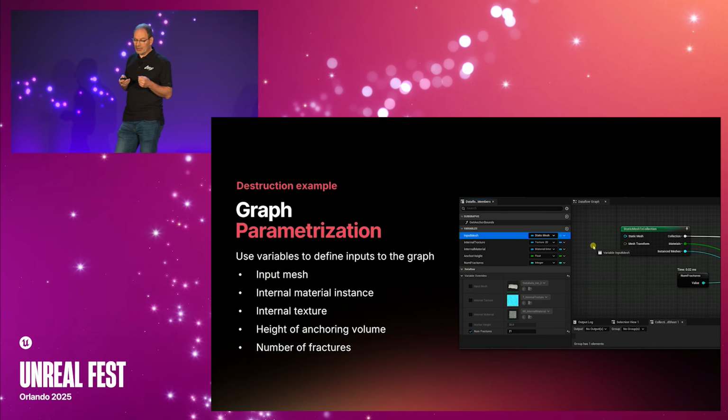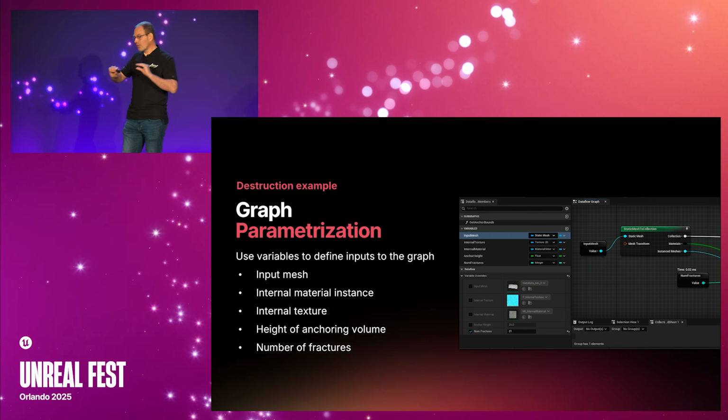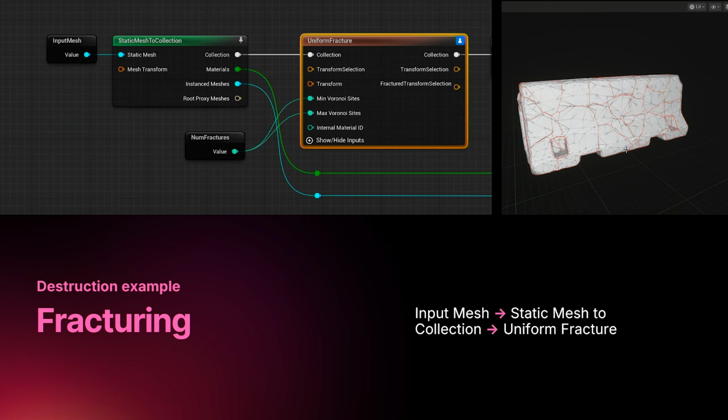Because we're going to have a unique internal texture that's going to be baked, we're going to plug in an internal material instance that comes with the internal texture. We also want the height of the anchoring, so we only anchor the bottom of the barrier, just the bottom. So how high do we anchor it? And then the number of fracture pieces, basically. So fairly straightforward, simple.